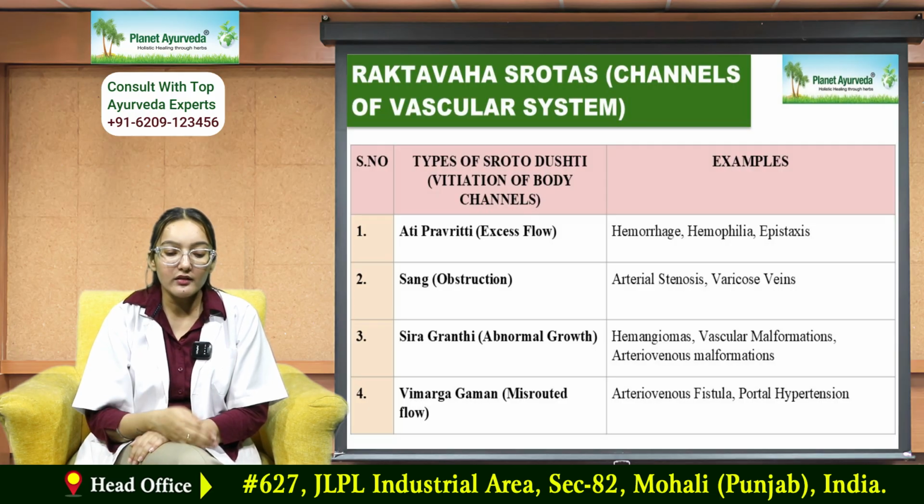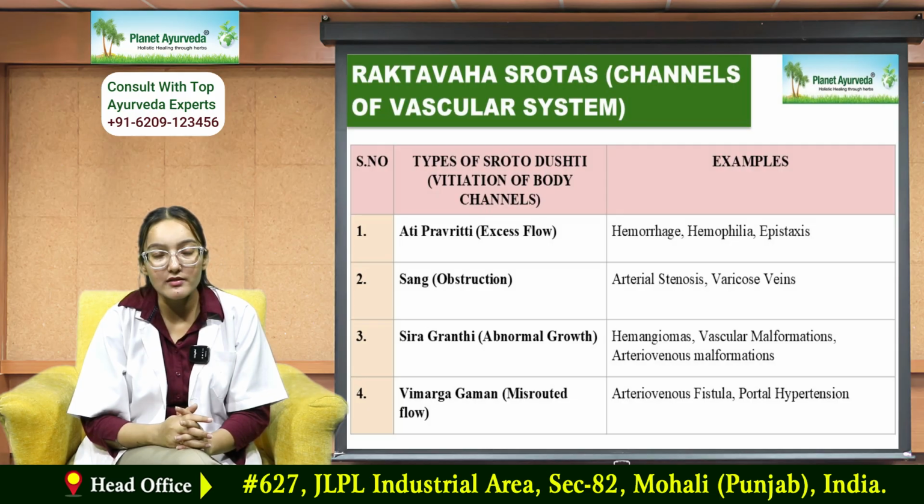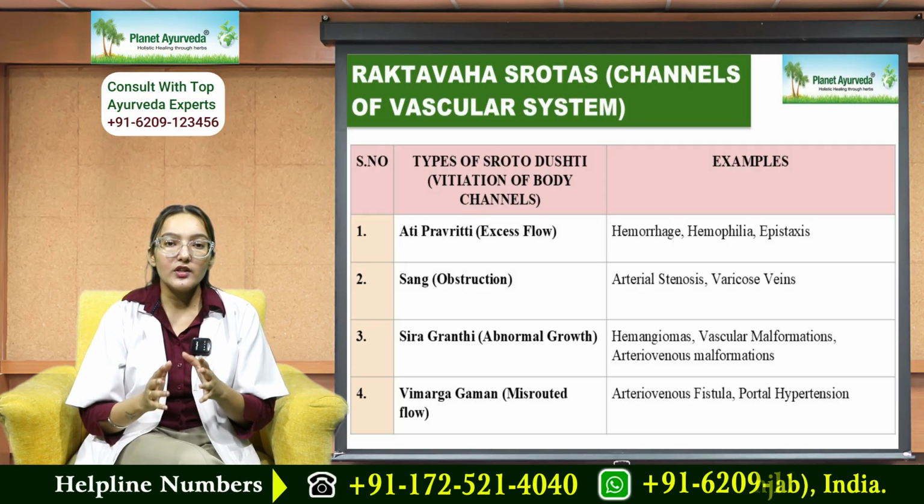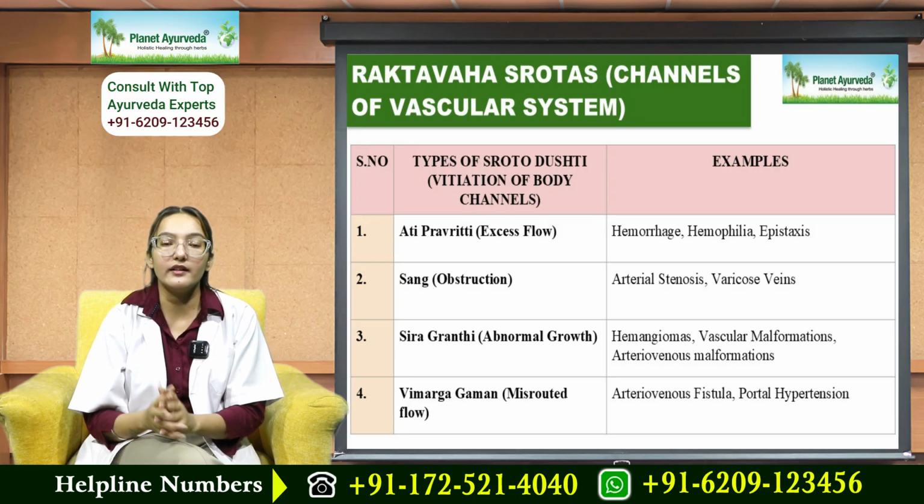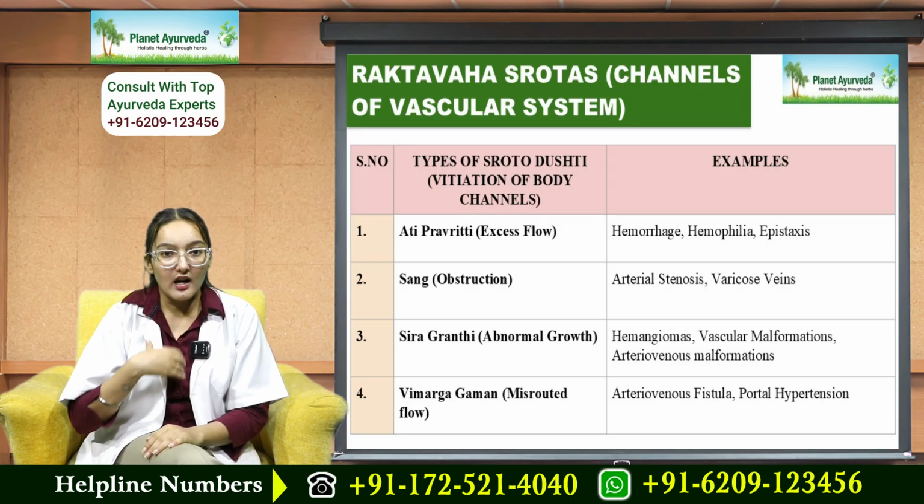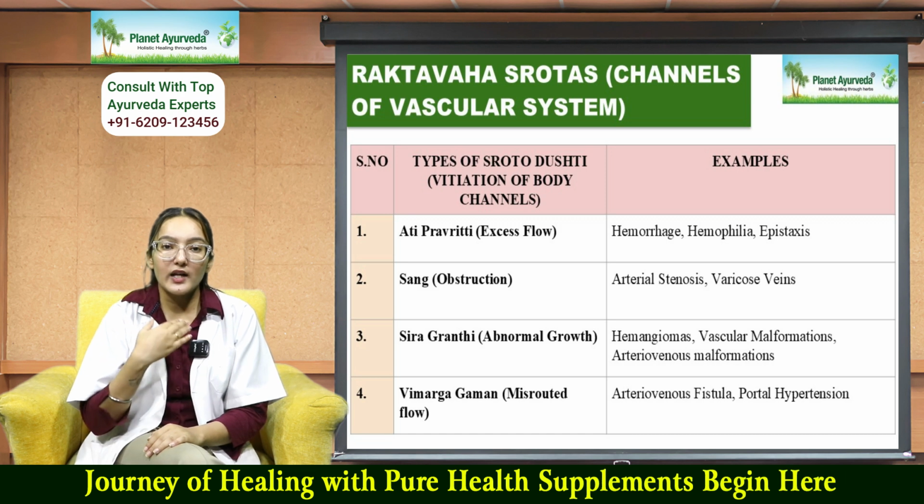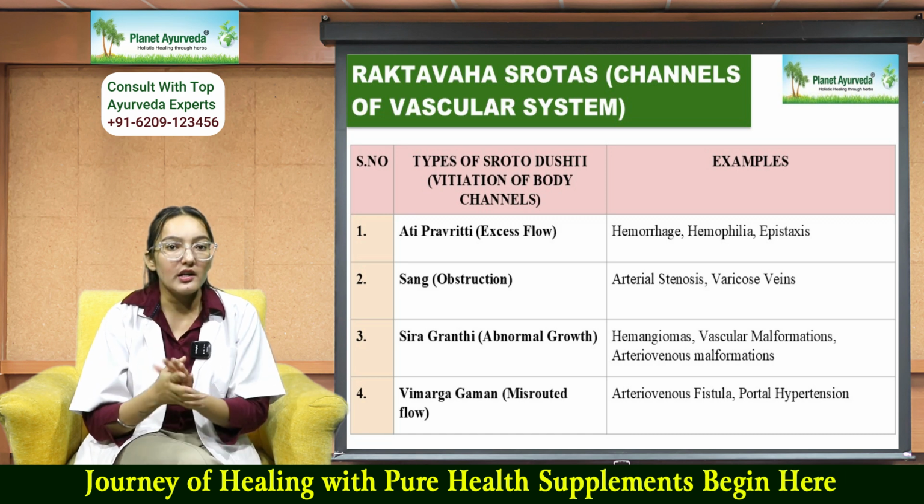And why is it written that there is misrouted flow in such cases? Because whenever there is more pressure, these veins may burst and lead to bleeding in our esophagus. Due to that, one may experience blood vomiting.